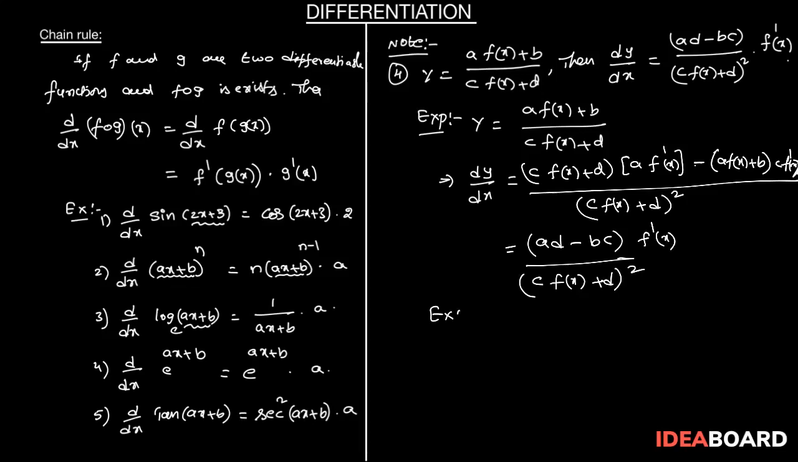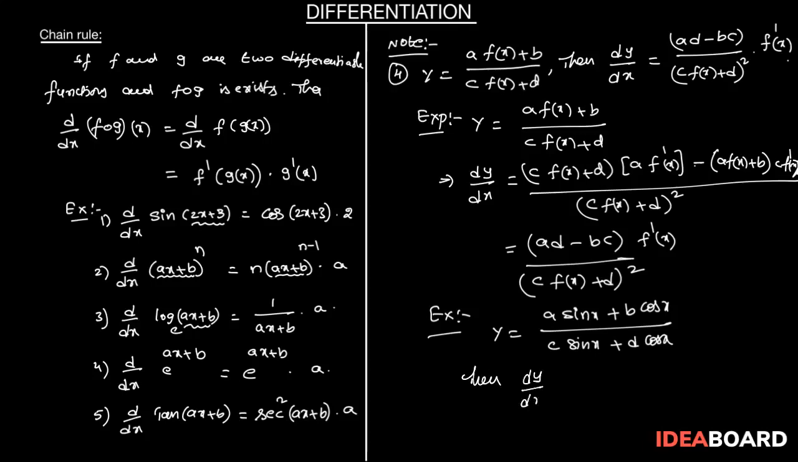For example, y equals a sin x plus b cos x divided by c sin x plus d cos x, then dy by dx equals (ad minus bc) divided by (c tan x plus d) whole square, into tan x derivative, which is secant square x.